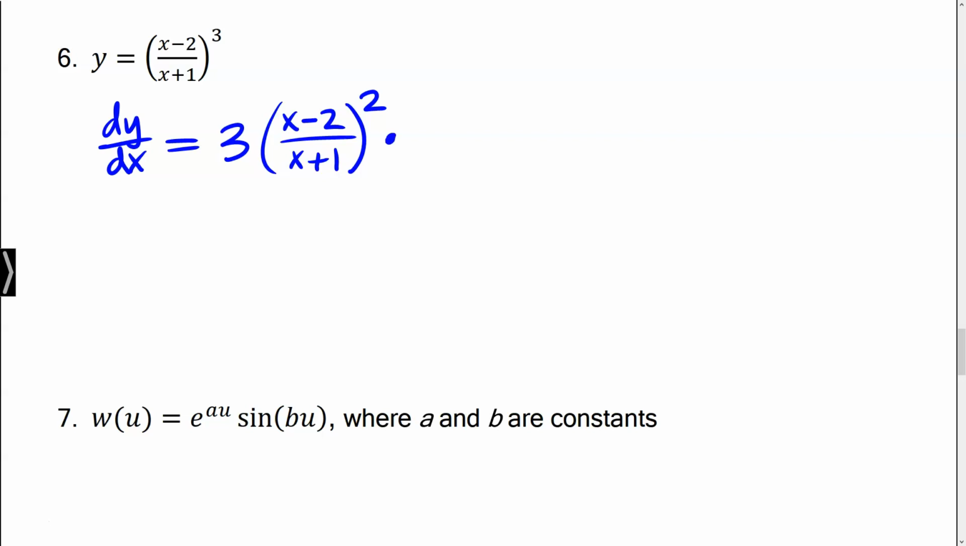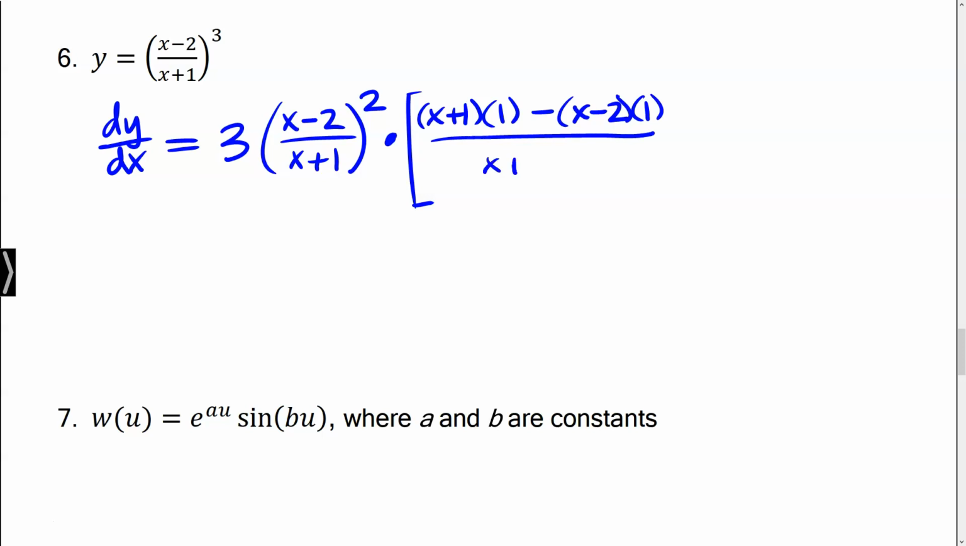Now, that's just the outer function. Now that I've done this, I have to multiply by the derivative of the inner function, which I need to use the quotient rule. So this one is the chain rule, and then the quotient rule is inside of it. So the quotient rule I have to remember is low d high, denominator times the derivative of the numerator, which is 1, minus numerator times the derivative of the denominator, also 1, all over denominator squared. All right.